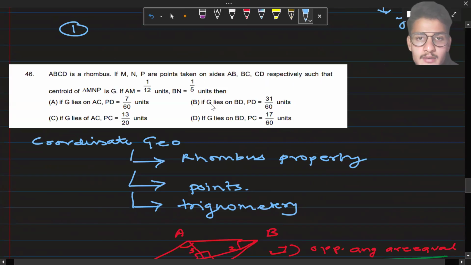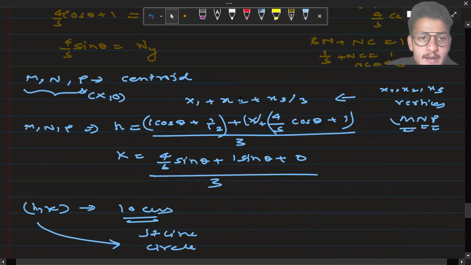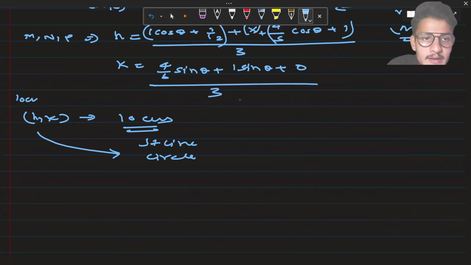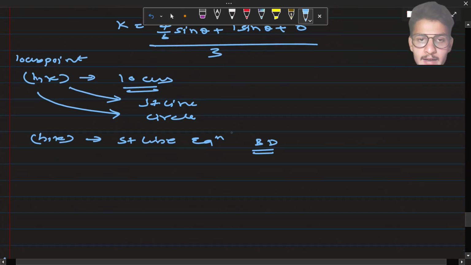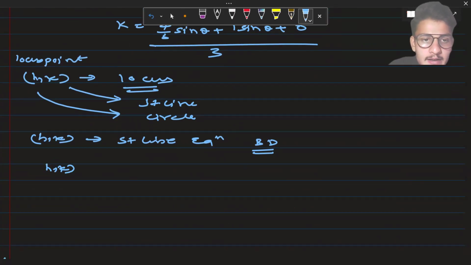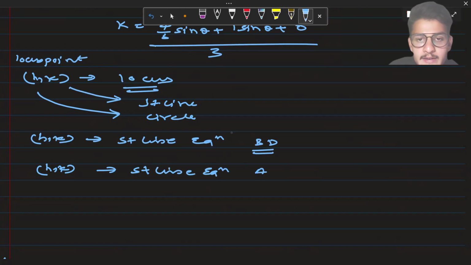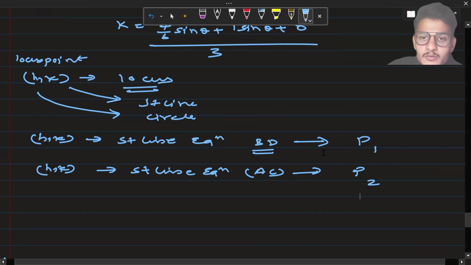So here G lies on BD. Here this locus point is following the line equation, so h and k will be put in the line equation. Like in one scenario BD, and in one scenario h and k, which are the centroid, will be put in a straight line equation, that is AC. In both of those conditions, we want to get the p values. That is the question.